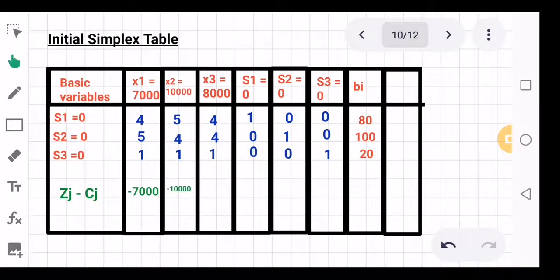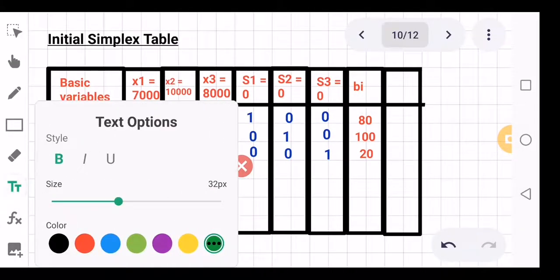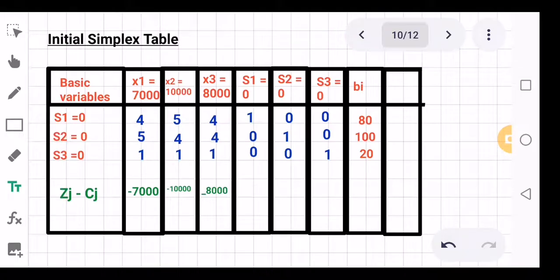Now similarly you have to do for this. 4 into 0 is 0, plus 4 into 0 is equal to 0, plus 1 into 0 is equal to 0, minus 8,000. So here your answer will be minus 8,000. Zj minus cj is equal to minus 8,000. That's how we got this.